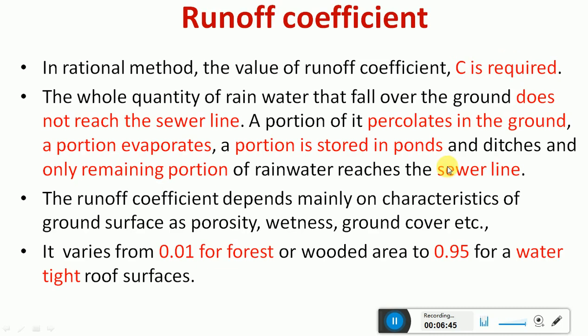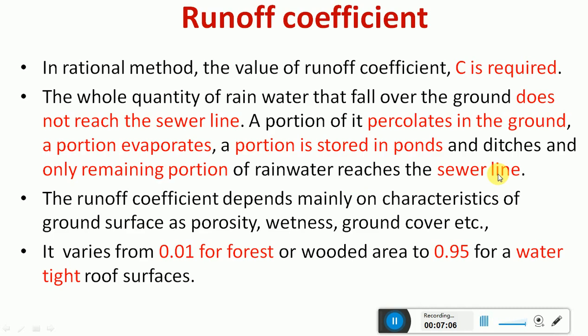Here, like I told you, when the rainfall occurs, a portion of the rainfall percolates into the ground, a portion of the rainwater gets evaporated, and another portion is stored in ponds and ditches, and only the remaining portion of the rainwater reaches the sewer line.